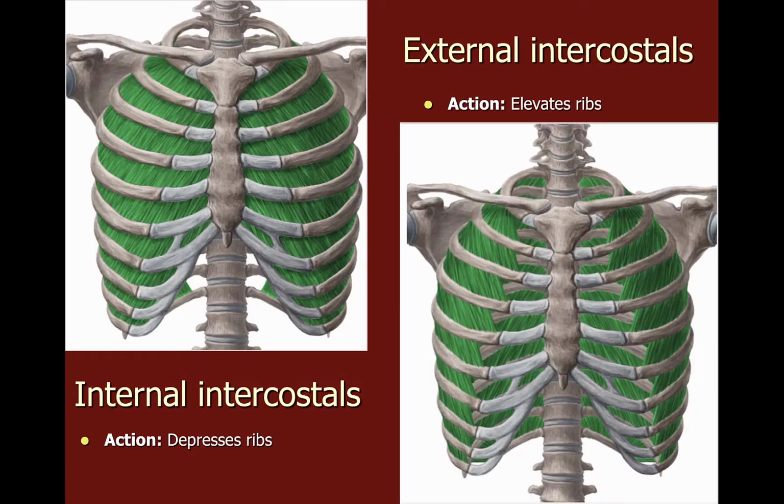Then we have the internal and the external intercostals. The internal intercostals are making that upside down V, or top of an A here, and they are going to depress the ribs. The external intercostals are antagonists. They are elevating the ribs, and you can see the muscle fibers. If you were to draw these lines out, they would make a V. Okay, so that's one way to help differentiate between these.